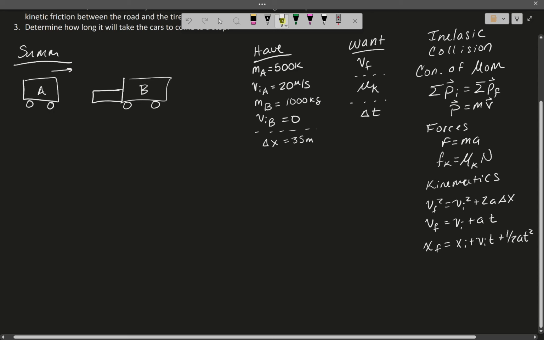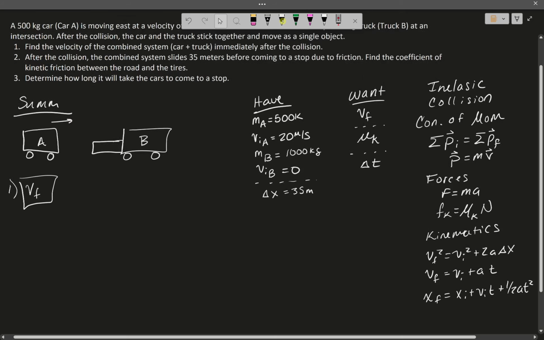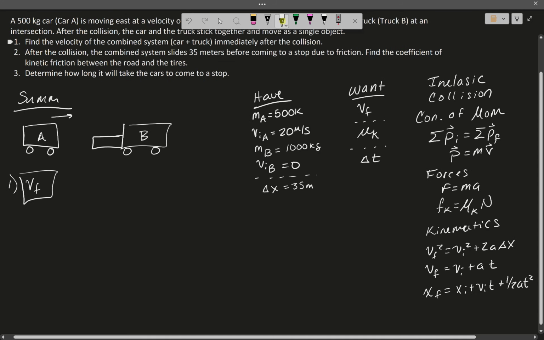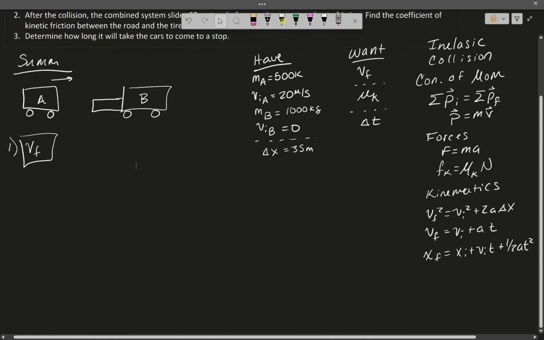So let's get started. The first thing, part 1, wants us to find the final velocity. I'm going to put that in a box because if I don't, I'm going to completely forget what I'm solving for. So because we want to find the velocity of the combined system immediately after the collision, I am going to use conservation of momentum for this system.